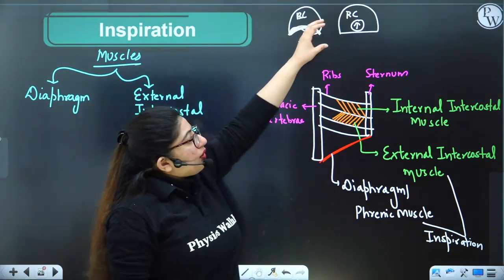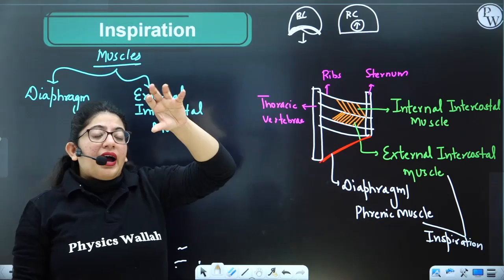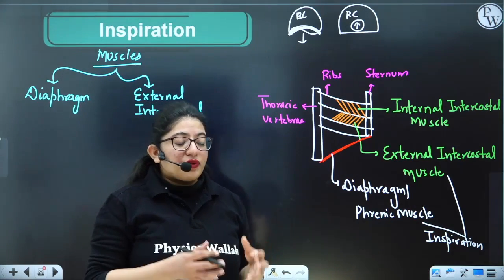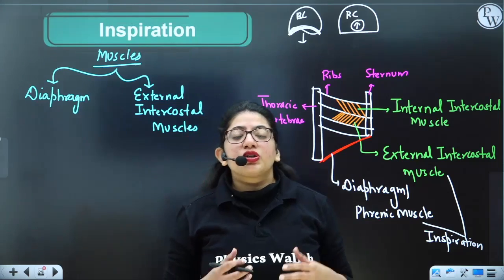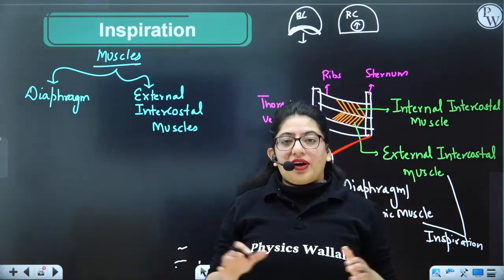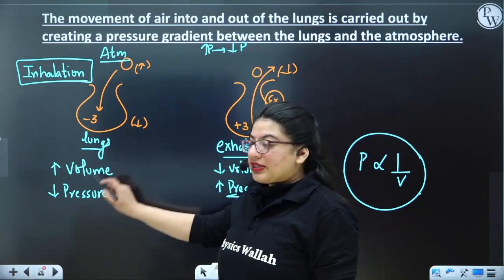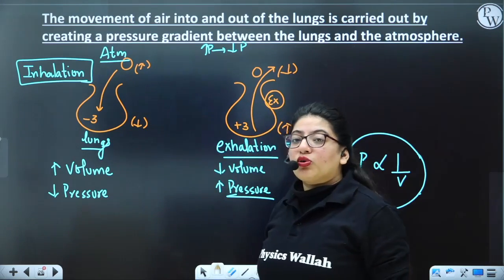So this is what I have called a rib cage, and the rib cage is present in the cavity of the thorax, that is the thoracic cavity. So whenever the diaphragm is moving downward, it is going to increase the volume of the thoracic cavity. And whenever the volume is increased, the pressure decreases, and what will take place? The air will move inside.